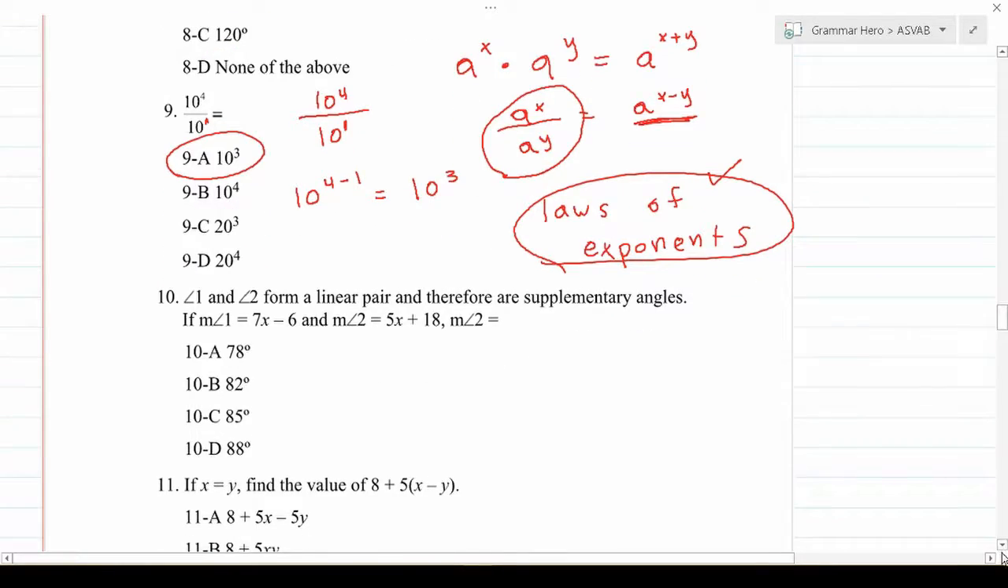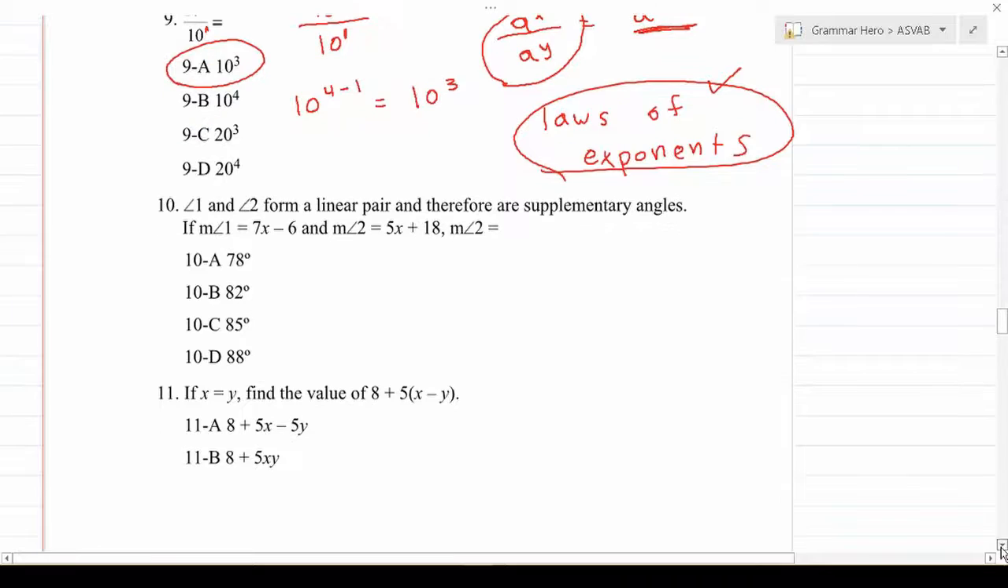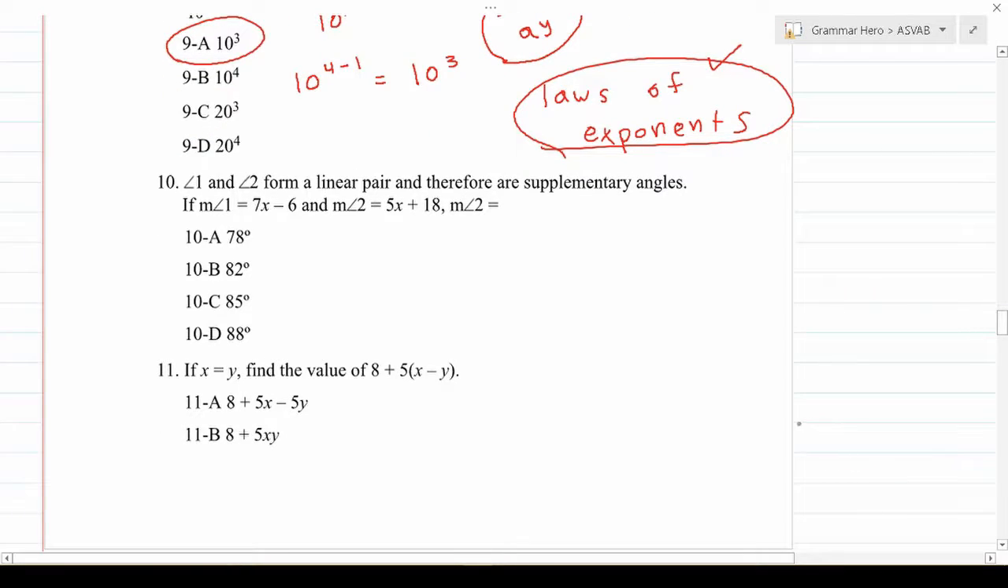Alright, number 10. Angle 1 and angle 2 form a linear pair and therefore are supplementary angles. If the measure of angle 1 equals 7x plus 6, and the measure of angle 2 equals 5x plus 18, then the measure of angle 2 equals.